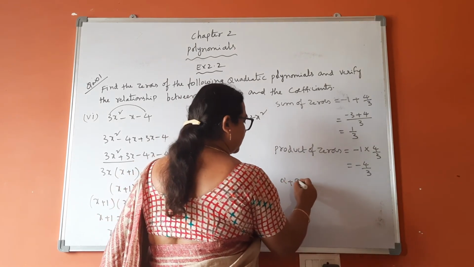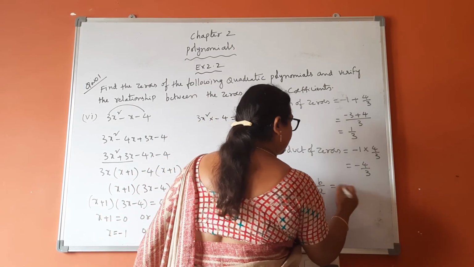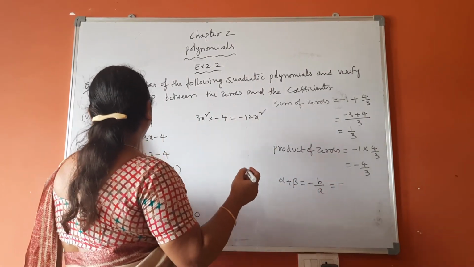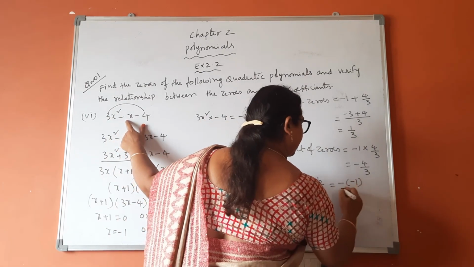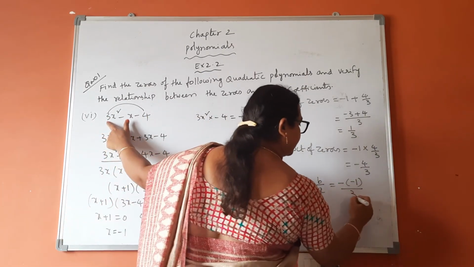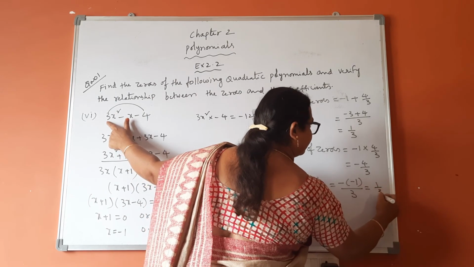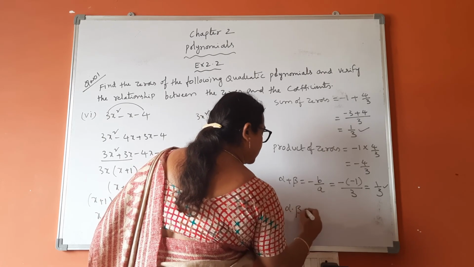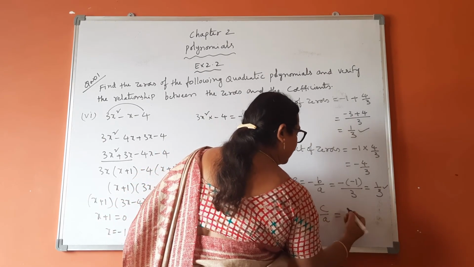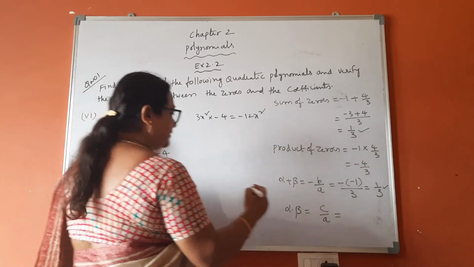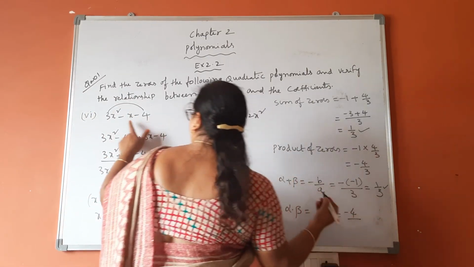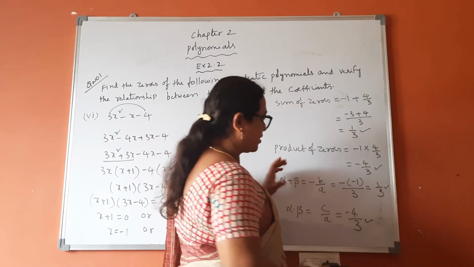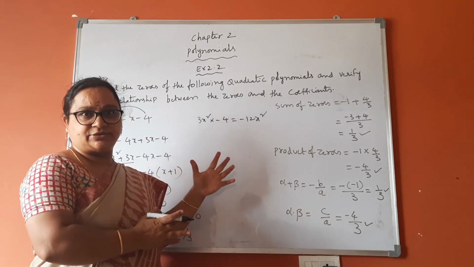Using formula alpha plus beta is equal to minus b by a, that is minus b, b is minus 1, by a is 3. Minus of minus is plus 1 by 3. So 1 by 3, 1 by 3. Product of zeros alpha into beta is equal to c by a, c is the constant term, that is minus 4, by a is 3. Minus 4 by 3. This is how to check the relationship between zeros and coefficients.